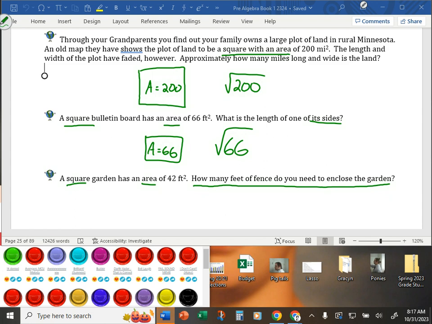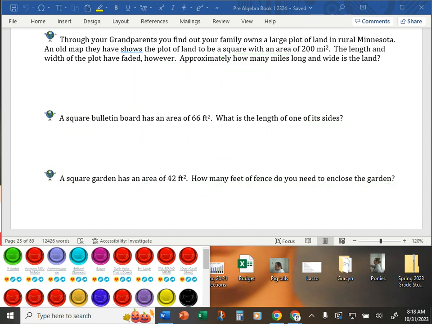Who said perimeter? Matilda? Excellent. Okay. Feet of fence to enclose. I'm asking for perimeter. So do you still need to find a side length of the garden, a side length of the square? Yes. But whereas that's your final answer for these two, right? You've got to go one step further for that one. Once you get the side length of the square, what is the perimeter of the square? Right? And I believe that is it.